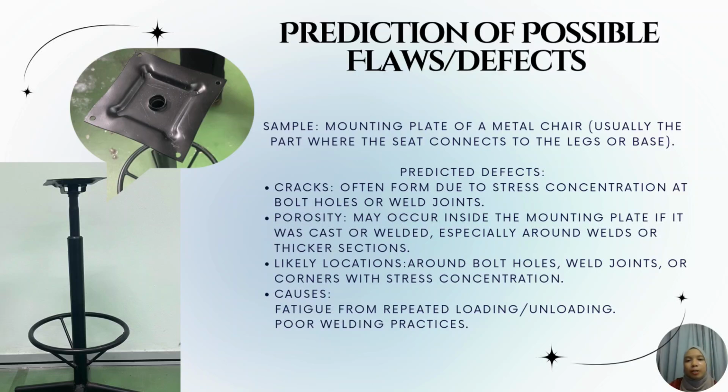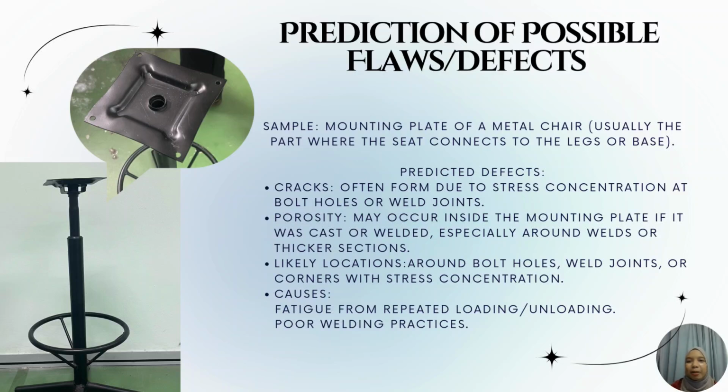Second, porosity. This defect may appear internally, especially if the plate was welded or cast. Porosity is commonly found in welds or in a thicker section where gas can become trapped. It's often caused by poor welding practice, such as improper shielding gas, contamination, or incorrect heat settings. In summary, the likely defect locations in this mounting plate include around bolt holes, weld joints, and high stress areas. The main causes are fatigue and inadequate welding technique.